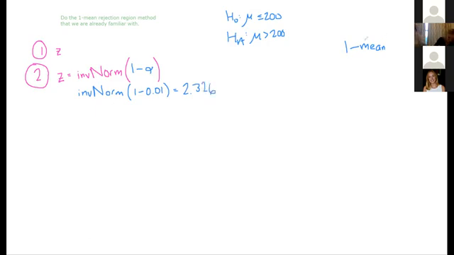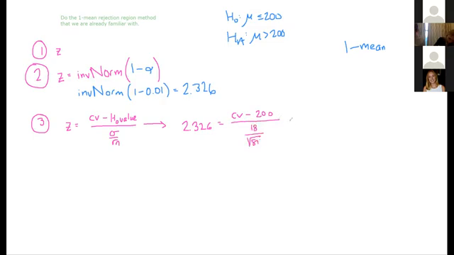Now step 3 tells us to find the critical value. The way we find the critical value is to solve for CV in the formula z equals CV minus the H null value over standard deviation over square root of n. We know basically all these numbers except CV. Z is 2.326. The H null value is 200. The sigma is 18, and our sample size is 81.